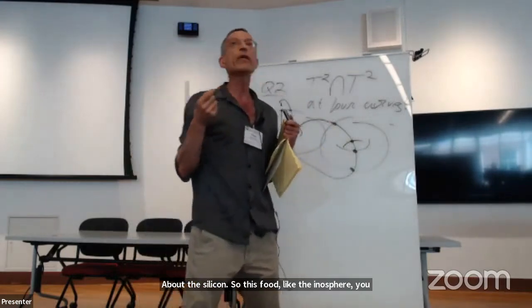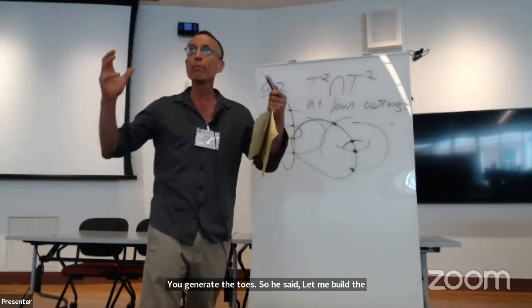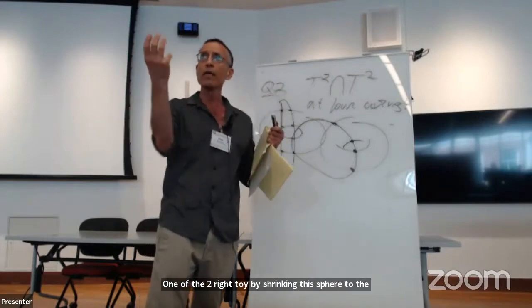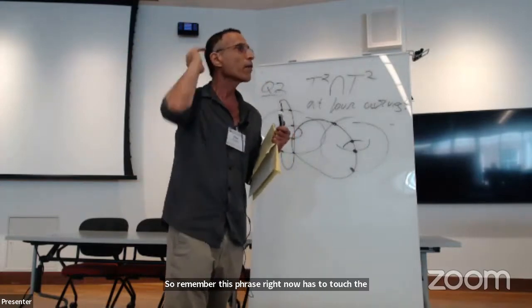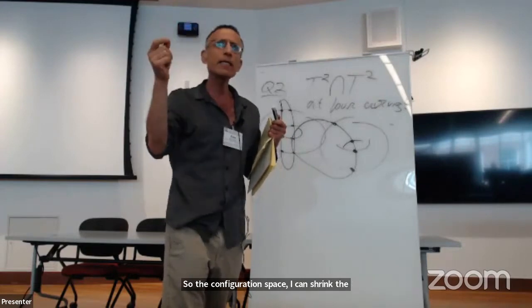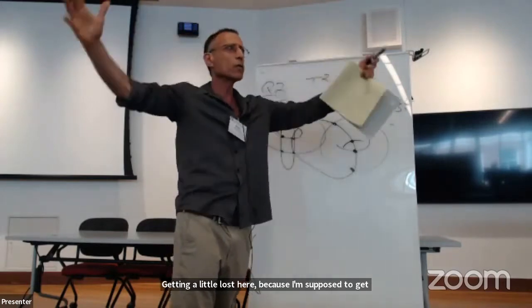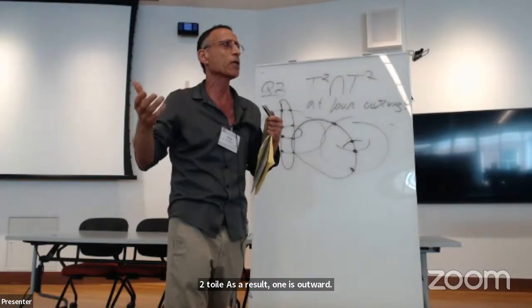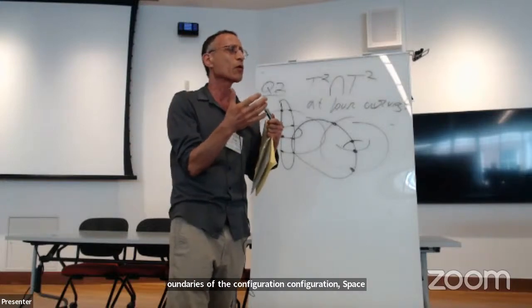So he said, let me build the configuration space of one of the 2 right tori by shrinking this sphere to a point and expanding it. Remember, the sphere now has to touch the torus. So in the configuration space, I can shrink the sphere to a point. And I'm getting a little lost here because I'm supposed to get 2 tori as a result. One is outward, the inner one I lost, but they're supposed to be the boundaries of a configuration space obstacle. So I converted it to a motion planning problem with configuration spaces.